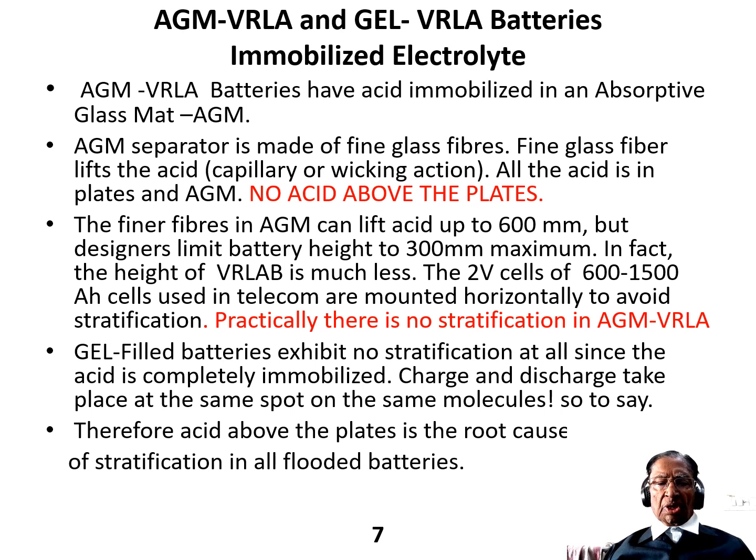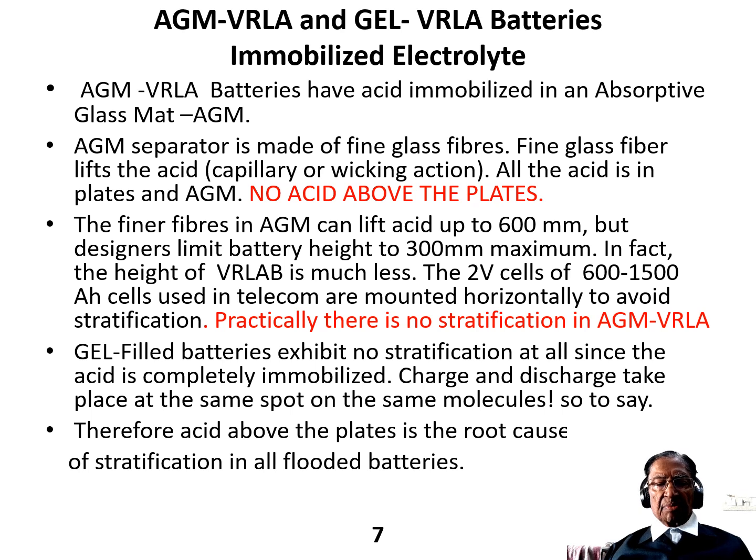Now, as you know, the finer fibers in AGM can lift the acid up to 600 millimeters, that is the specification. But designers limit the height of the battery to 300 millimeters maximum. In fact, the height of VRLA batteries is much less than 300. The 2-volt cells of 600 and 1500 AH used in telecom and other applications are mounted horizontally to avoid stratification because the height comes down. It comes to the width when you keep the cell horizontally. The height becomes much less, about 140, 180 or something like that, compared to 300. The actual length could be about 800 millimeters in a long cell.